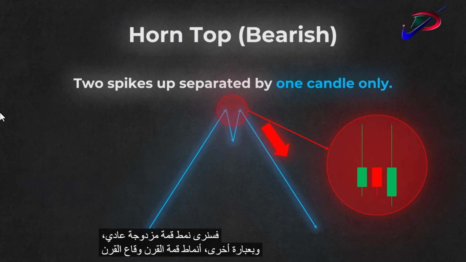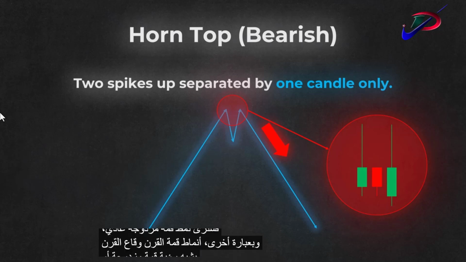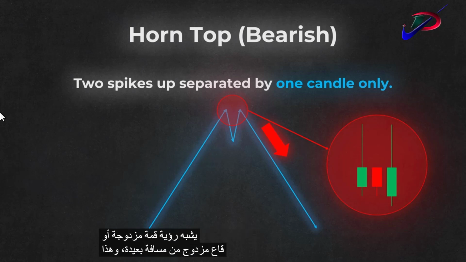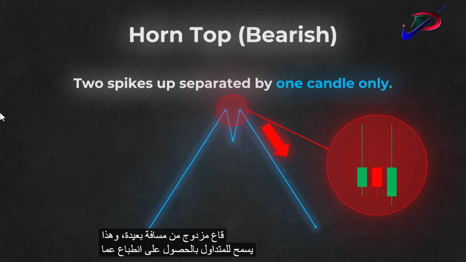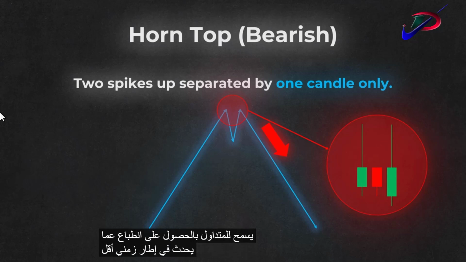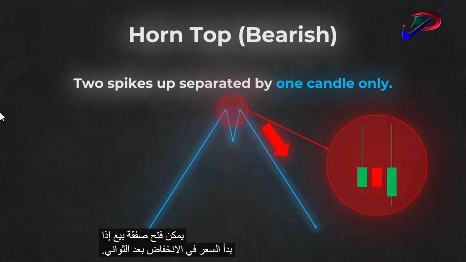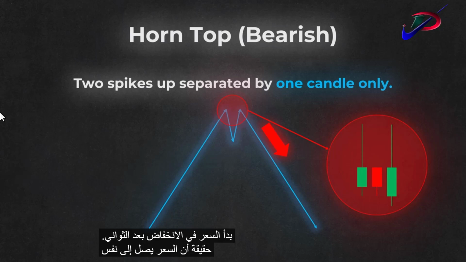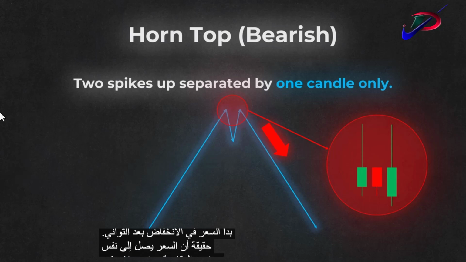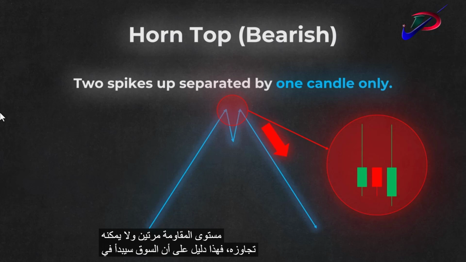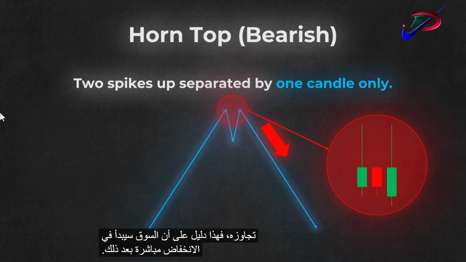In other words, the horn top and horn bottom patterns are like seeing a double top or double bottom from a distance. This allows the trader to have an impression of what's happening in a lower time frame without actually changing time frames. A short trade can be opened if price begins to fall after the second spike up. The fact that price hits the same resistance level twice and cannot get past it is evidence that the market will start falling right after it.